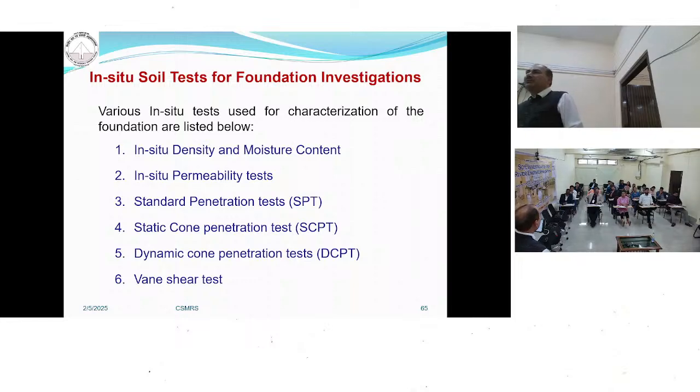What will happen? Suppose we collect the disturbed sample and test it in the laboratory. But if you encounter a strata where you are unable to collect the disturbed sample, then what will you do? Pumping out and pumping in test. No, that is a normal method in the field when you determine the permeability, either the pumping in method or the pumping out method. In such a case, when you are unable to collect any sample, some field tests are there. You will conduct all those tests in the field to determine the characteristics of your foundation strata.